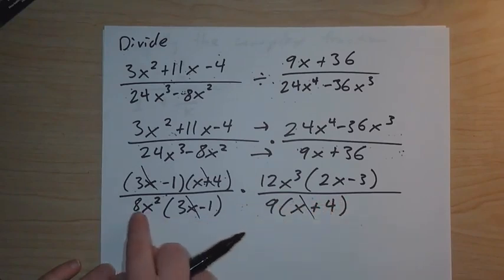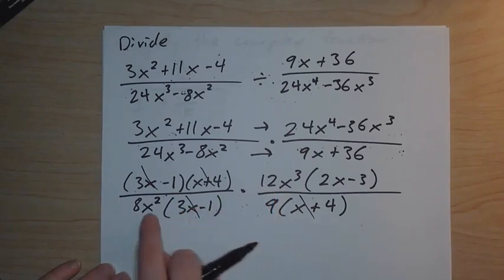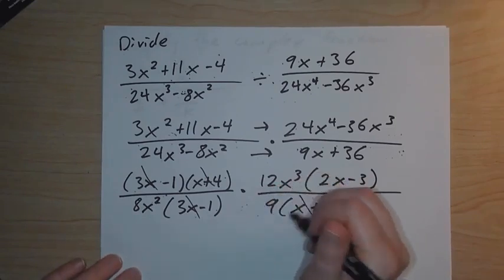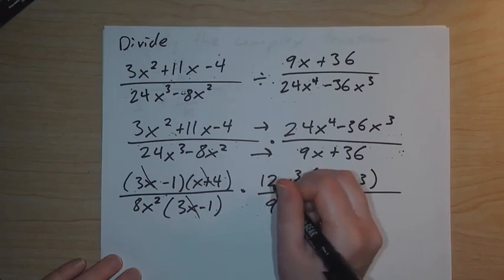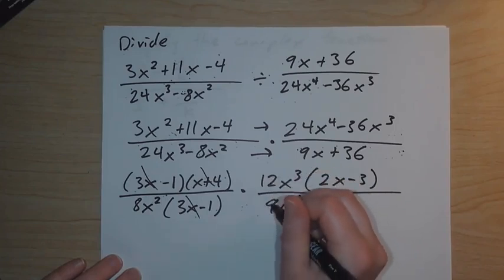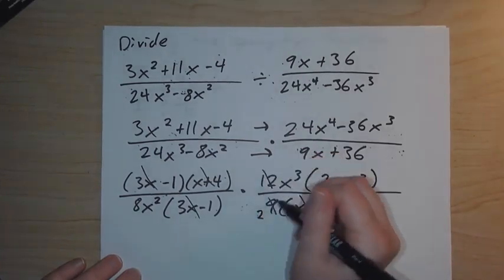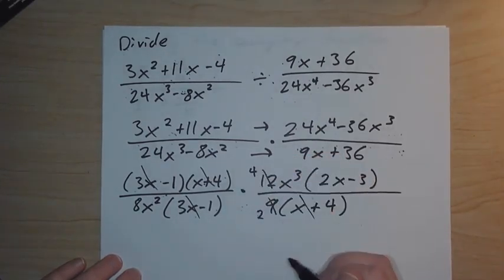We could factor out a 2 here. We could also factor out a 3 instead. I shall do that. So instead, 9 and 12 have a common factor of 3. There are 3 3's in 9. There are 4 3's in 12.